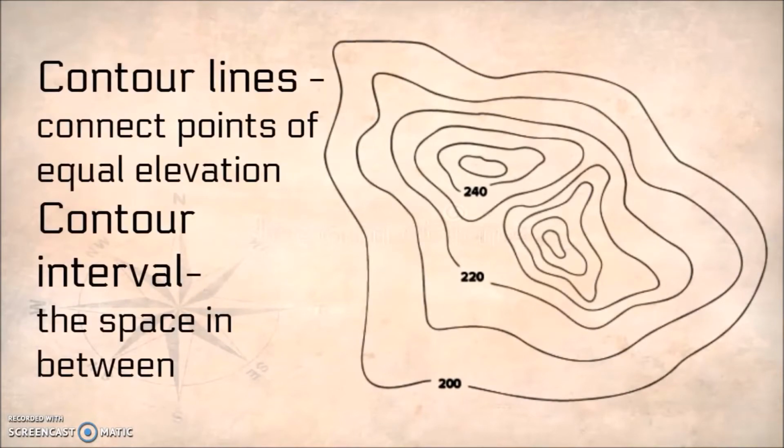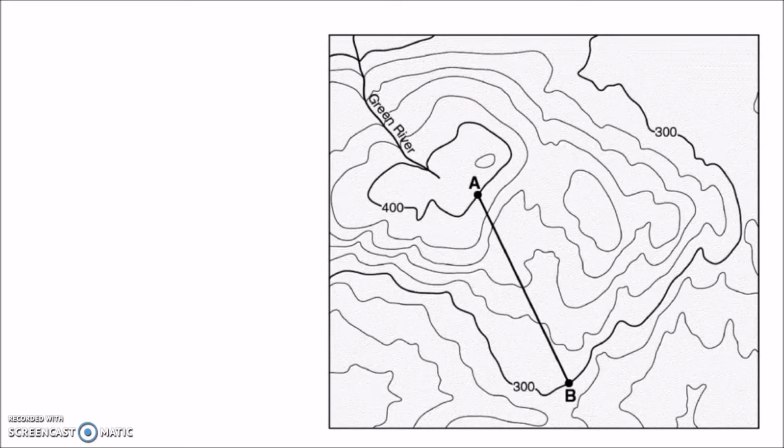Now, as you'll see, not every contour line is labeled with an elevation, so the space between them is called a contour interval. Now, the problem is that these maps are showing us the bird's eye view, the top view of the different elevations. How do we read this map and see how it looks from the side, which is the way we're used to looking at mountains?